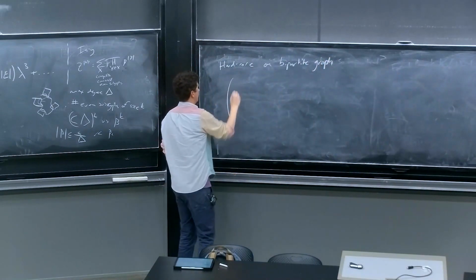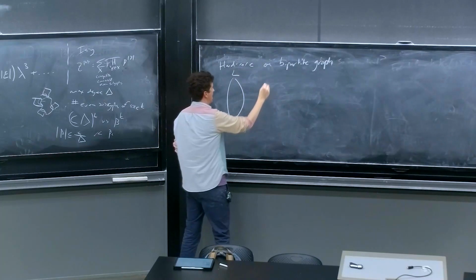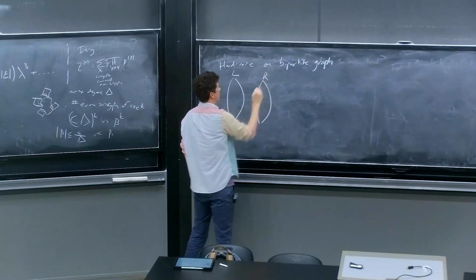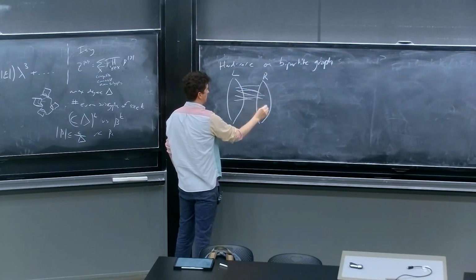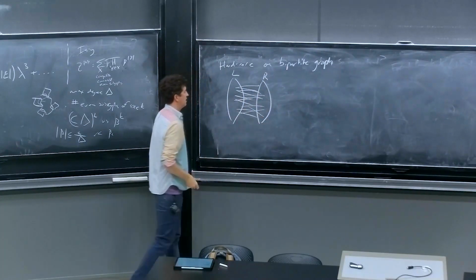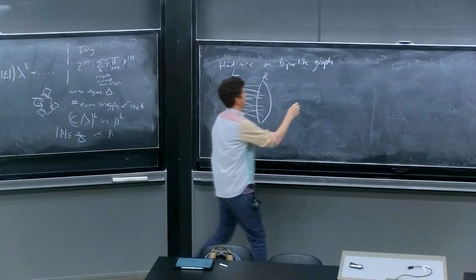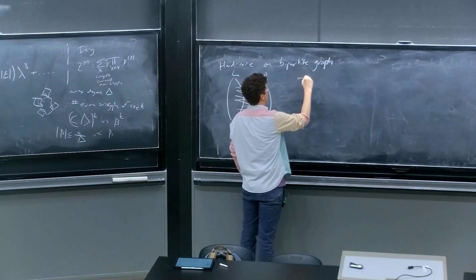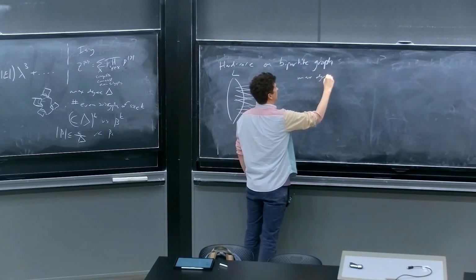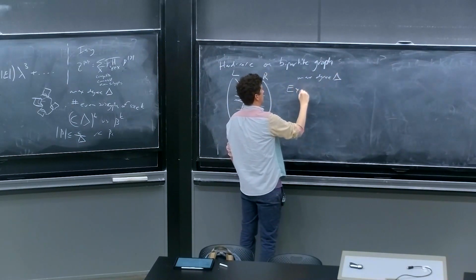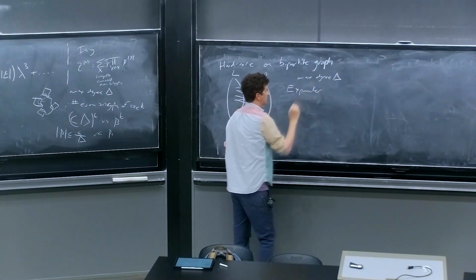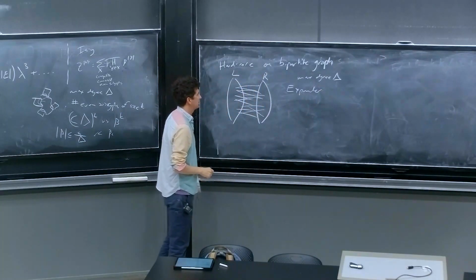Okay, so my graph, I'm going to call one side L for left, one side R for right, and all the edges go across. I'm going to make some assumptions on the graph. So assume that it has max degree delta. And I'm also going to assume that it's an expander. And so what do I mean by an expander in this setting?